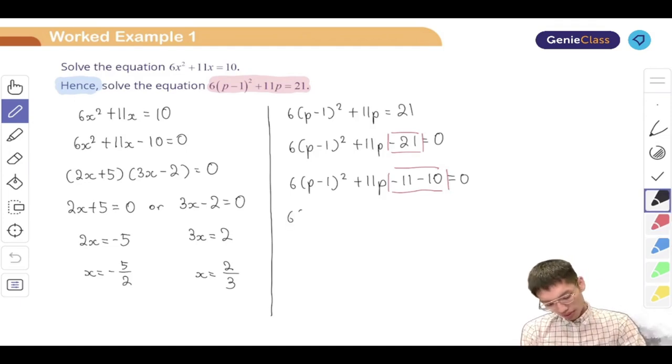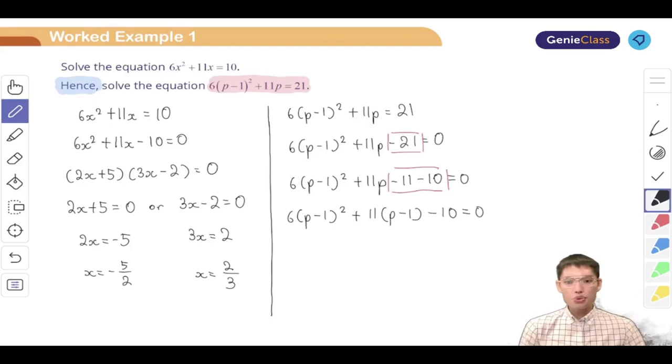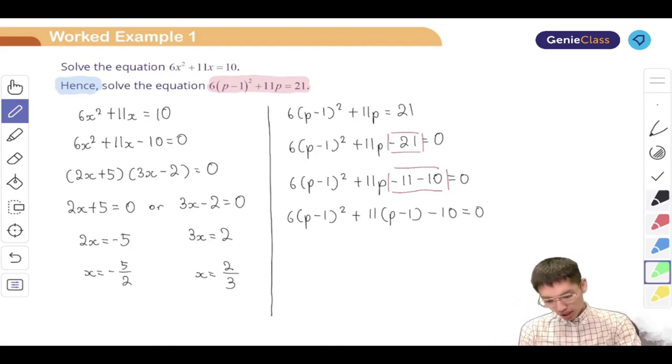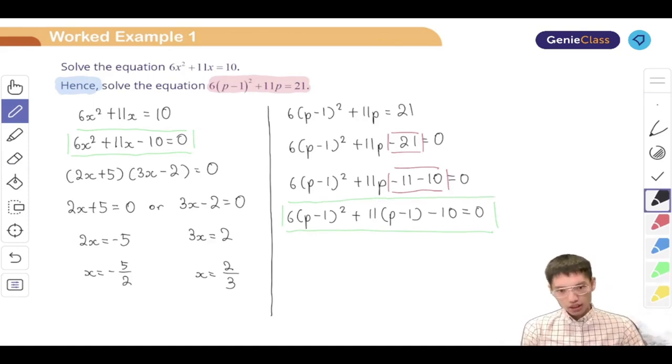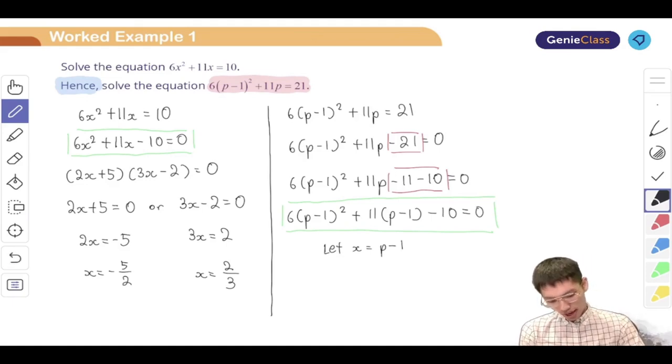If I were to factorize 11 over here, do you guys then realize that is where the hence comes in, because it is essentially where x is equal to p minus 1. Once you have that, that is where the hence part comes in. And finally, the concept of substitution comes into play. Let x equal p minus 1, and therefore I have this. And that is where hence comes in, because you are using the previous result to solve.